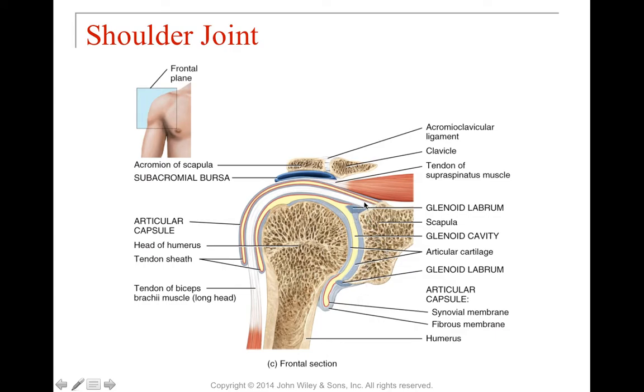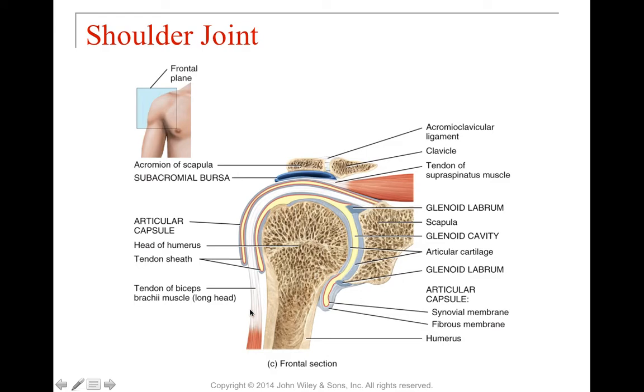This region here, glenoid labrum, those are going to be regions right outside of the scapula. That's going to line up with this articular capsule. The articular capsule, just like most articular capsules, is going to have synovial membrane with synovial fluid inside, right? We also have fibrous membrane here directly outside of that. So here's our synovial membrane and our synovial cavity.